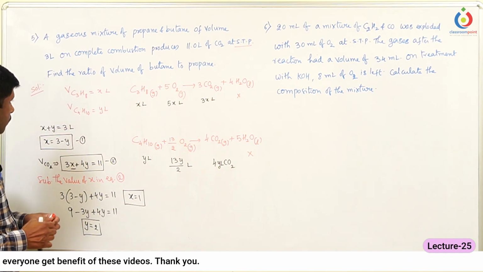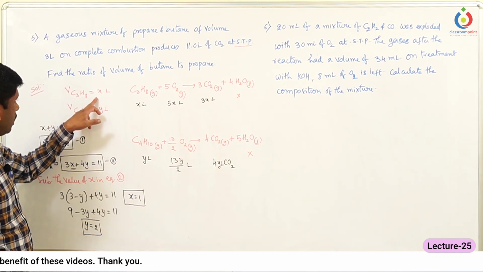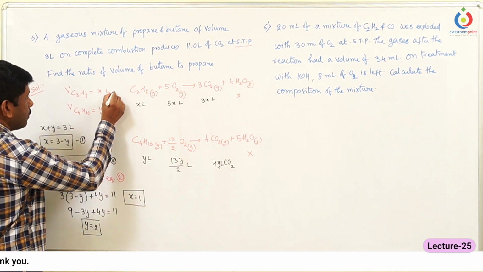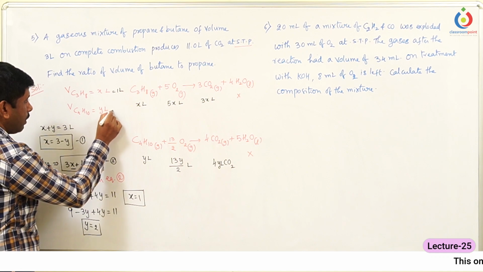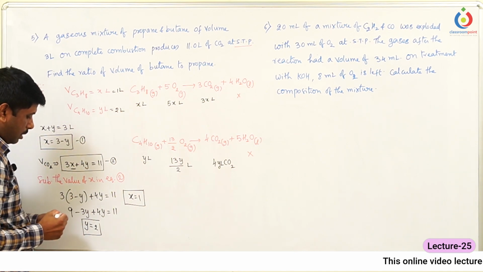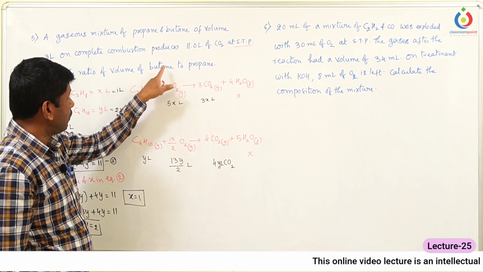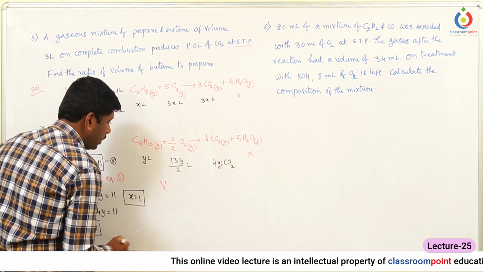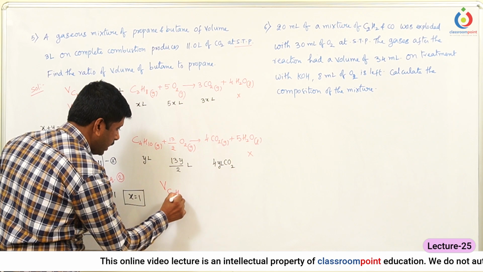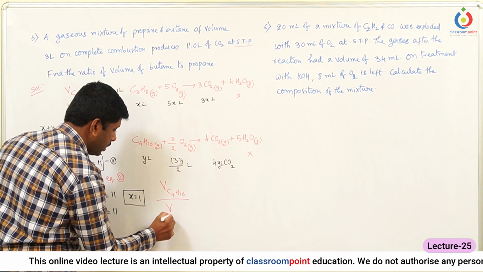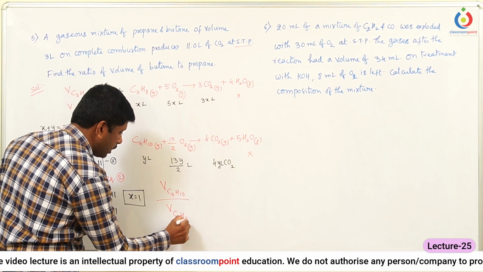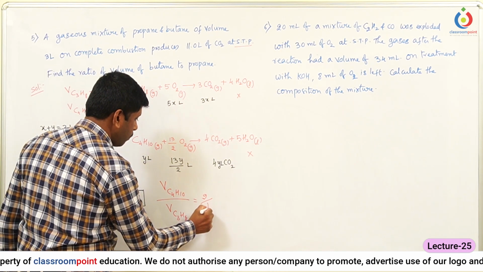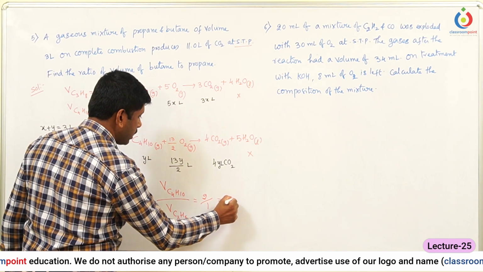So what is the value of x here? x is nothing but the propane volume. So this value equals 1 liter, whereas butane volume equals 2 liters. They asked the ratio of the volume of butane to the propane. So the volume ratio of butane C4H10 to propane C3H8 equals 2 by 1. That means we can take it as 2:1.